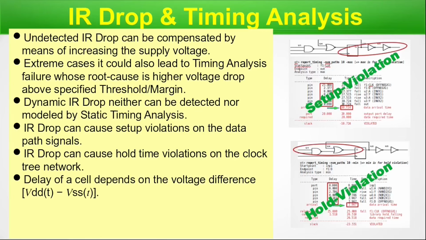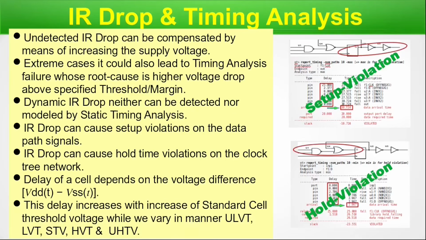Delay of a cell depends on the voltage difference, that is VDD minus VSS, both functions of T. That means both are transient, as we have shown in the slide before. This delay increases with the increase of standard cell threshold voltage, while we vary the threshold voltage for the standard cell for the different categories like ULVT, LVT, SVT, HVT and UHVT. These are various standard cell packages for different threshold voltage. ULVT is the ultra low VT, LVT is low VT, SVT is the standard threshold voltage, HVT is the high threshold voltage, and UHVT is ultra high threshold voltage.